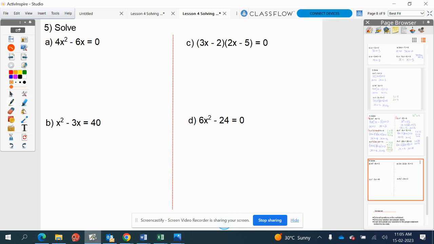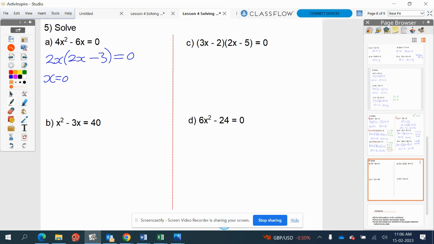Okay, so for this first one, we need to use the method where we factor out a monomial. So the highest common factor of these two is going to be 2x. If I take 2x out of the first expression, I'm left with 2x. If I take 2x out of minus 6x, I'm left with minus 3. So the first solution is easy. X is equal to 0.